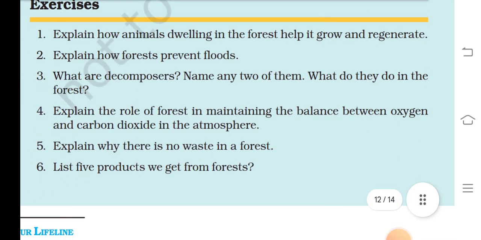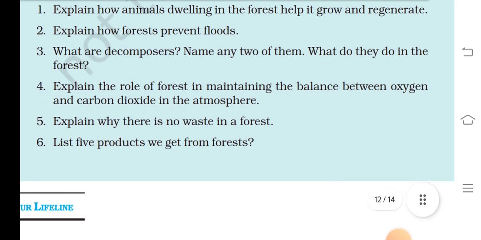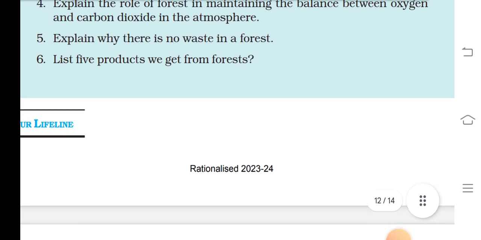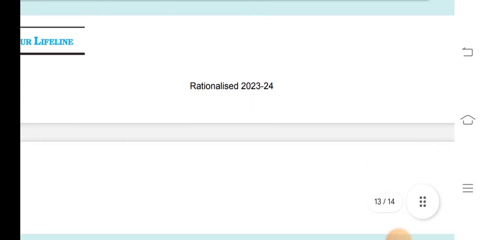Explain how animals dwelling in the forest help it grow and regenerate. Explain how forests prevent floods. What are decomposers? Name any two of them. What do they do in the forest? Explain the role of forests in maintaining the balance between oxygen and carbon dioxide in the atmosphere. Explain why there is no waste in the forest. List 5 products we get from forests.